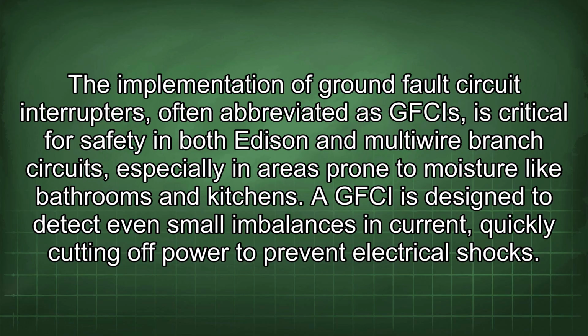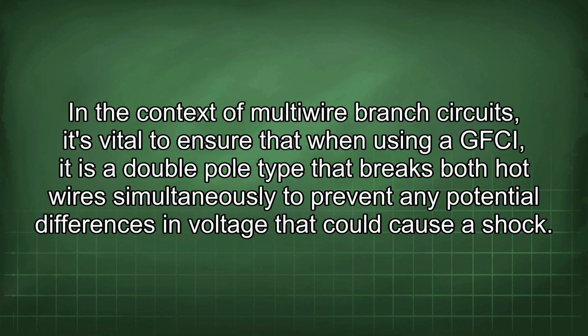The implementation of ground fault circuit interrupters, often abbreviated as GFCIs, is critical for safety in both Edison and multi-wire branch circuits, especially in areas prone to moisture like bathrooms and kitchens. A GFCI is designed to detect even small imbalances in current, quickly cutting off power to prevent electrical shocks. In the context of multi-wire branch circuits, it's vital to ensure that when using a GFCI, it is a double pole type that breaks both hot wires simultaneously to prevent any potential differences in voltage that could cause a shock.